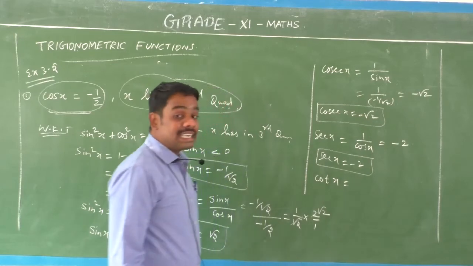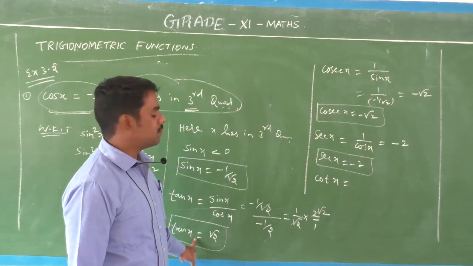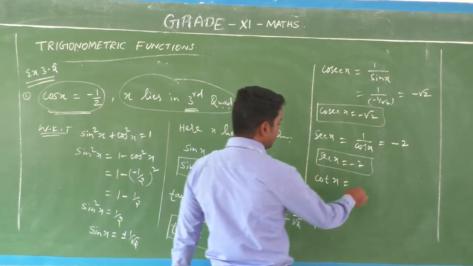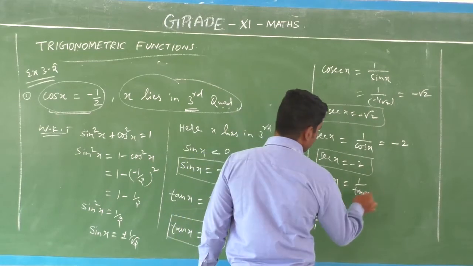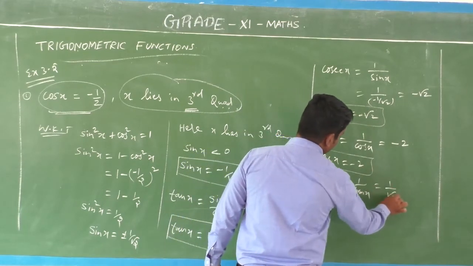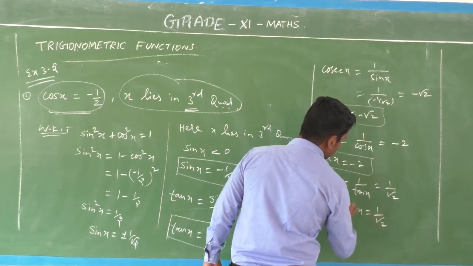We know that cot x is the reciprocal of tan x, so cot x is 1 by tan x. Here the tan x value is root 2, so cot x is equal to 1 by root 2.